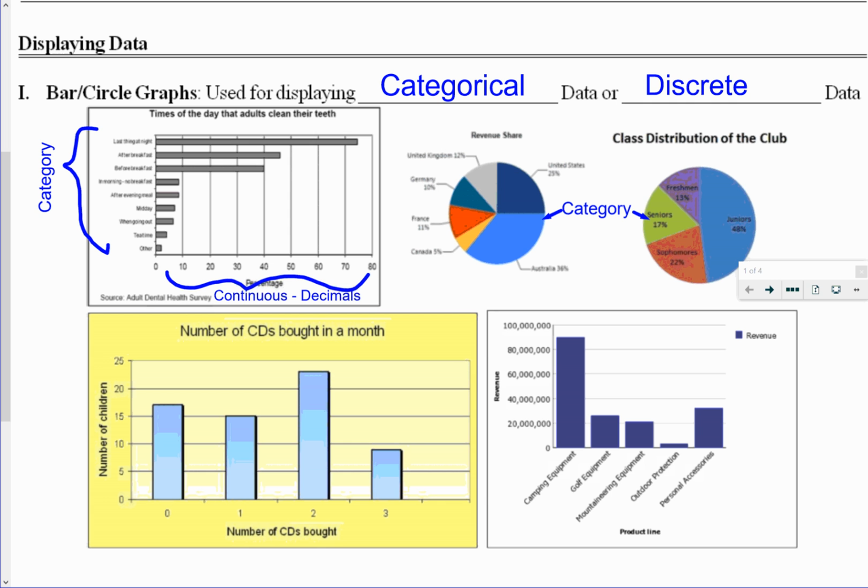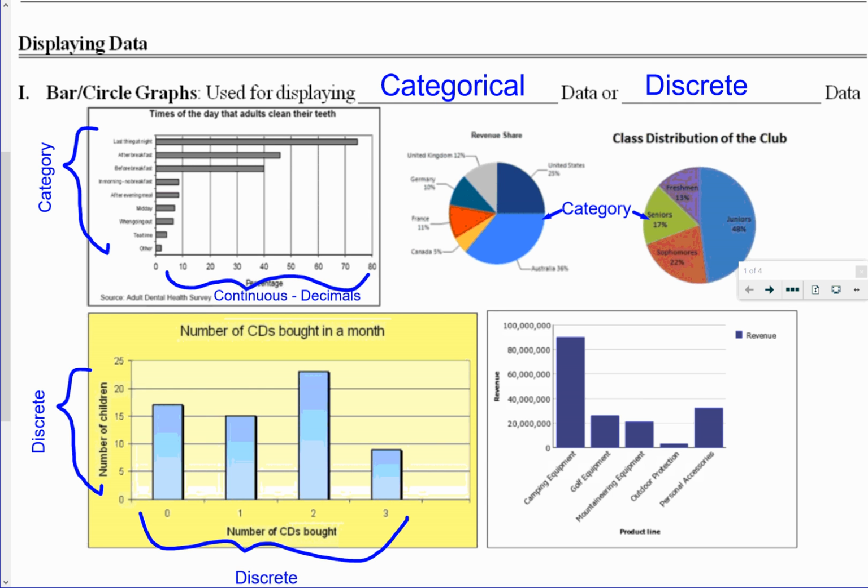So if I was looking at this information, the number of children would be discrete because you can't have a decimal of a child. You can't have half a child. And then if you look at all of these, we have 0, 1, 2, or 3 CDs bought. These are also discrete because the number of CDs is 0, 1, 2, or 3. They're not broken into categories. These are just the number of CDs that children buy, and we found out in this case there are 14 if we had 3 kids, 3 CDs.